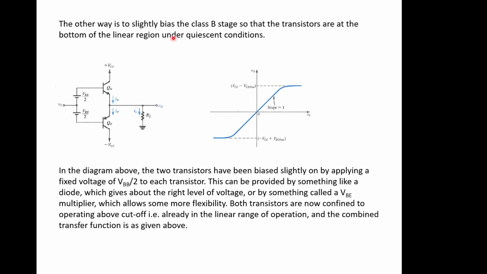And the other way, which is what leads us to this class AB characteristic, is to slightly bias the class B stage so that the transistors are at the bottom of the linear region under their quiescent conditions. So they're already biased on very slightly. So if we were able to apply, say, 0.7 of a volt across this point here, this transistor would be very slightly on, but ready to move instantly up its characteristic in this direction here. And likewise, if we can put minus 0.7 volts across here under zero conditions, this one is very slightly on and is ready to go straight down its characteristic.